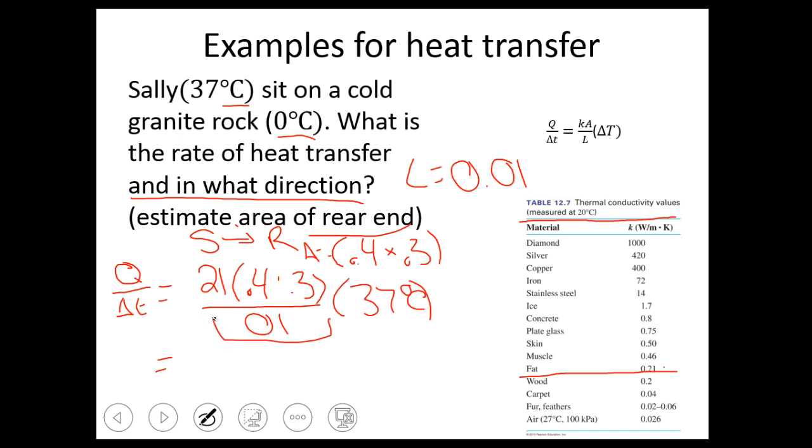Take a second and do that, and I get a rate of heat loss at 93.24 watts, or that's the same as saying she's losing that many joules of energy every second. And so you can actually get pretty cold pretty fast sitting on rocks. So if you're ever outdoors, be really careful about this. You'll get the heat sucked out of you before you know it and get real cold.